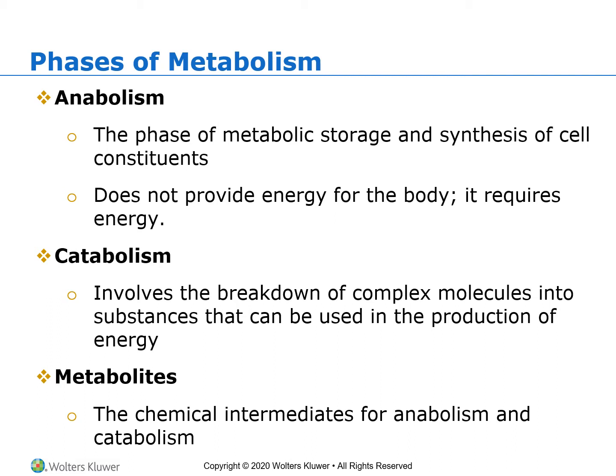So when we talk about metabolism, we talk about two phases of metabolism. Anabolism is the phase where storage and synthesis of cell constituents happen, and it involves using or requiring energy rather than producing energy. In catabolism, we see a breakdown of molecules into substances, and those are used in the production of energy.